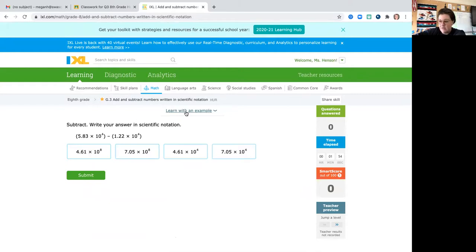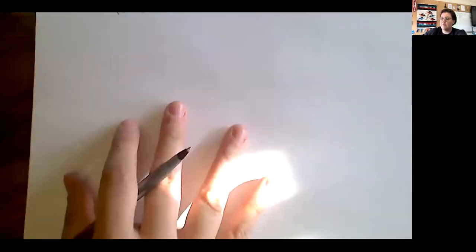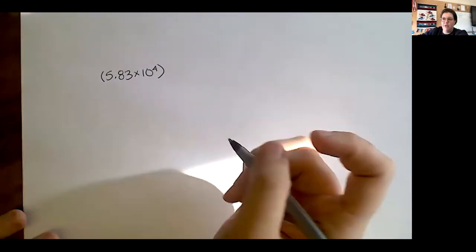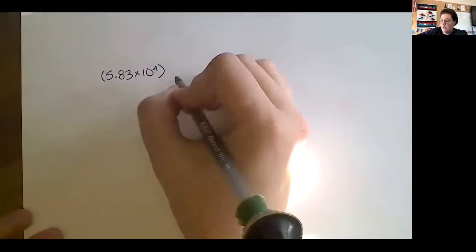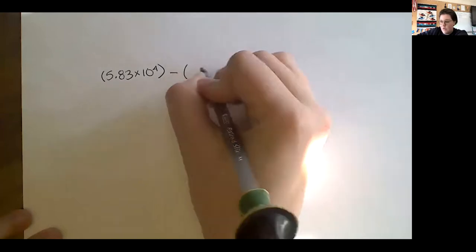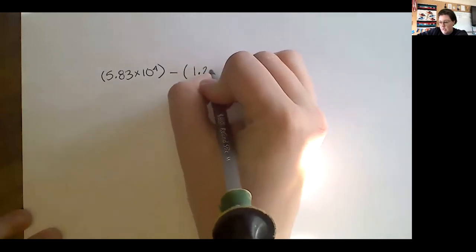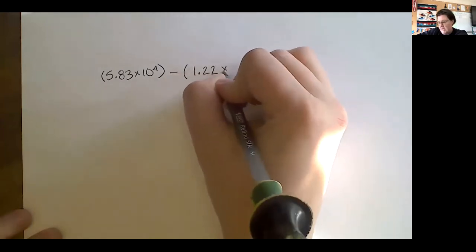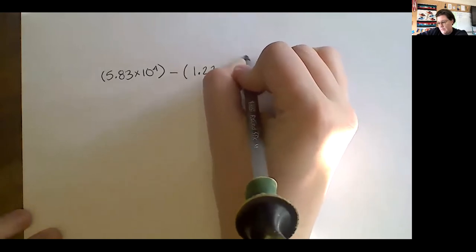5.83 times 10 to the 4th. Here, let me switch over to my other camera. You guys can just see me as I write it. Okay. We have 5.83 times 10 to the 4th minus 1.22 times 10 to the 4th.